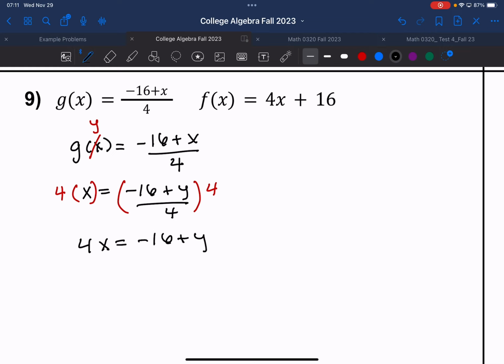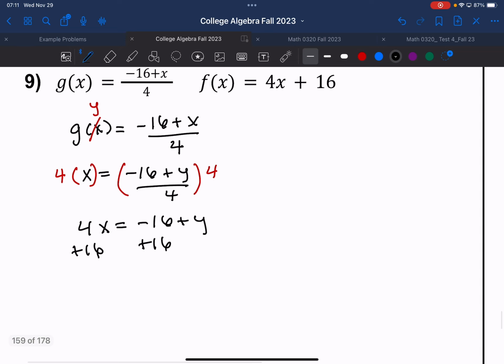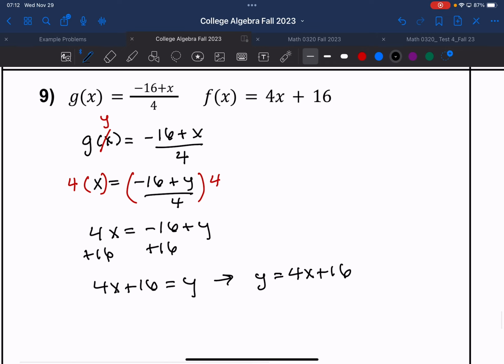And then what'd you do next? Add 16. Do we combine 4x and 16? Nope, so this is 4x plus 16 equals y. Or I could rewrite this with y in the front. y equals 4x plus 16. Does this match our f of x function? Yes. Yeah, so that tells us what? It's an inverse. They are inverses of each other.